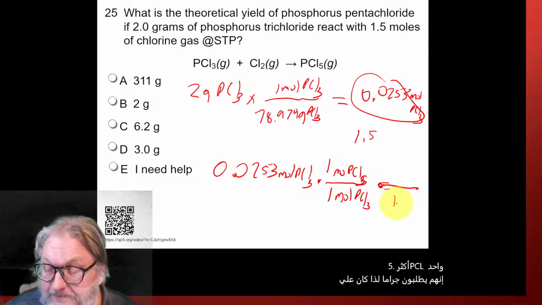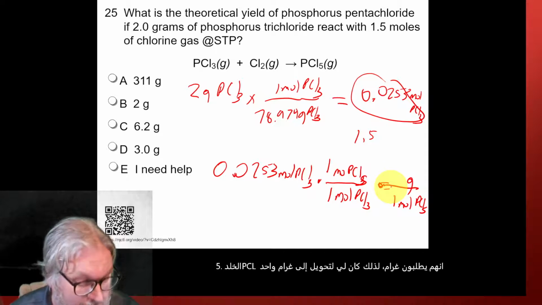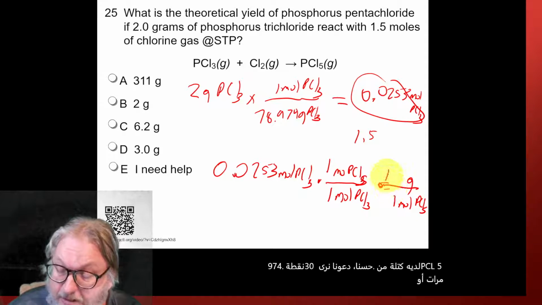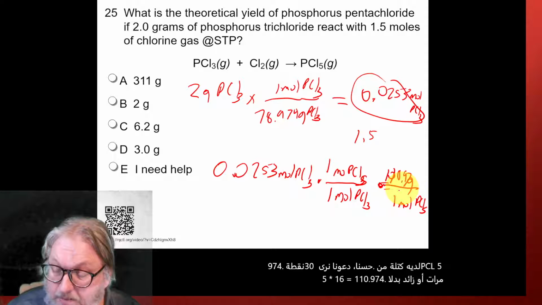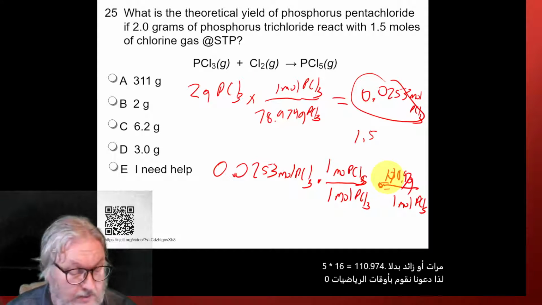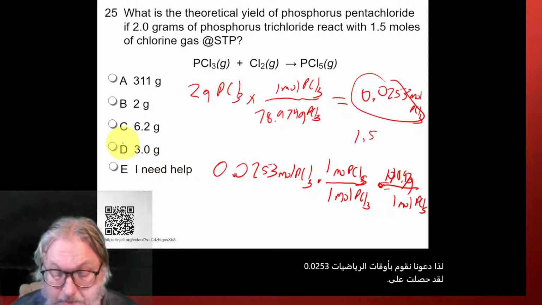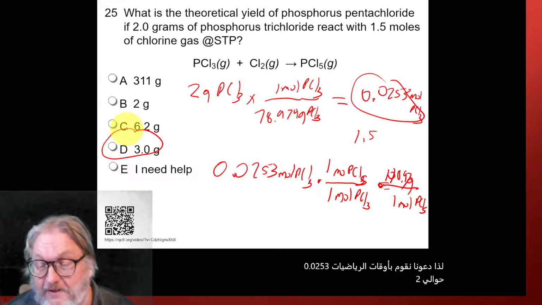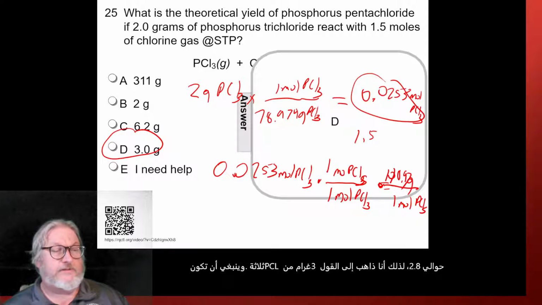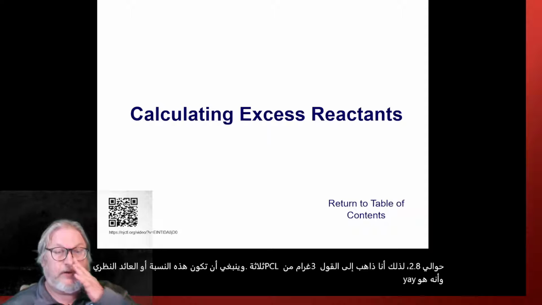1 mole PCl5. PCl5 has a mass of, well, let's see, 30.974 plus 5 times 16 equals 110.974. So let's do our math. Times 0.0253. I got, well, about 2.8, so I'm going to say 3 grams of PCl5. That should be the ratio, or the theoretical yield. And it is. Yay. So let's move on to something, and this will conclude this unit actually.